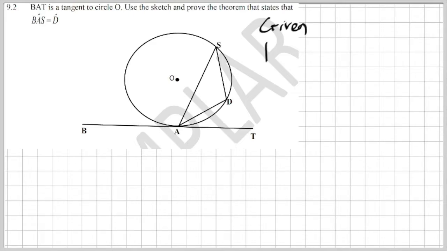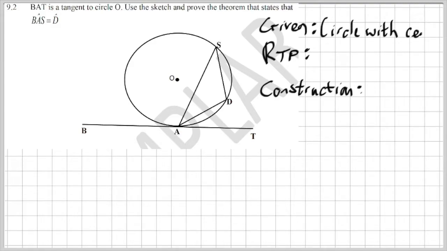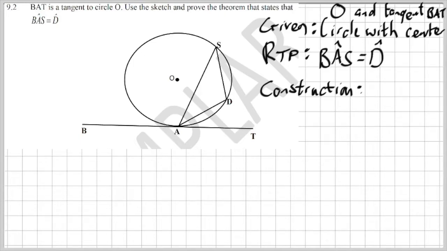The first one is what is given. What do I need to prove? Then there's the construction, and last but not least, the actual proof. Let's start with what was given. You've got a circle with center O, and you've got a tangent BAT. What do I need to prove? I need to prove that angle BAS is equal to angle D.